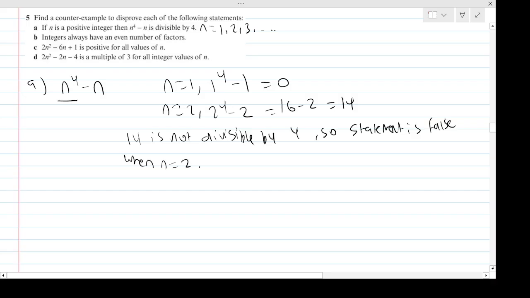Okay, and so the statement is false, full stop. It doesn't work for one example, it's just wrong, full stop. Okay, part B then: integers always have an even number of factors.